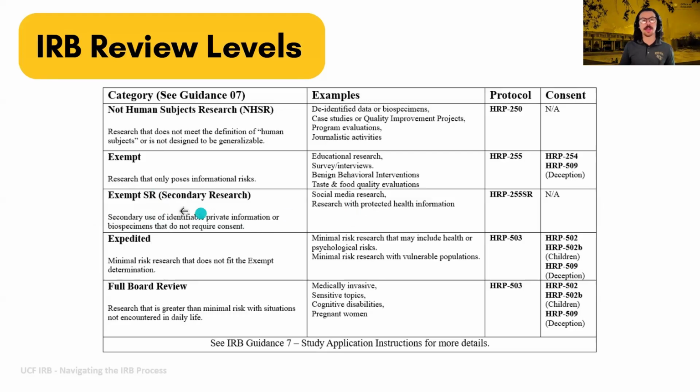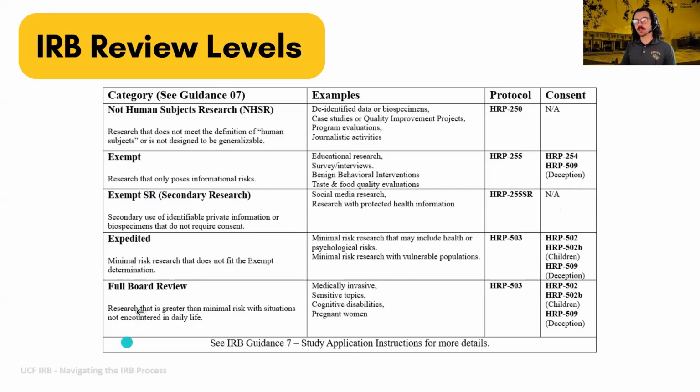I do want to point out that for exempt secondary research, we see social media research. Sometimes students think social media is publicly accessible. I can Google somebody and find their social media account. If it's public, right? However, based on regulations and whatnot, we've deemed social media data as a little bit riskier. Therefore, you should go through the exempt secondary research route. You'll notice there is a different protocol here, and there is no consent form because you're not reaching out to people and consenting them for the research.